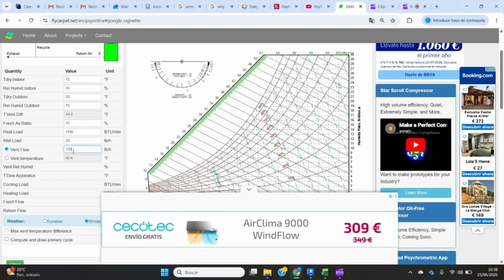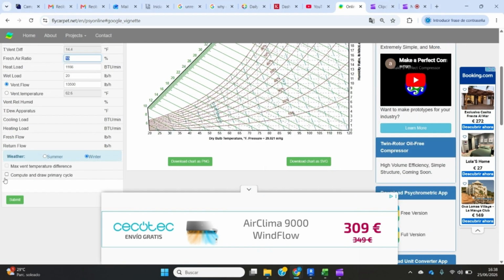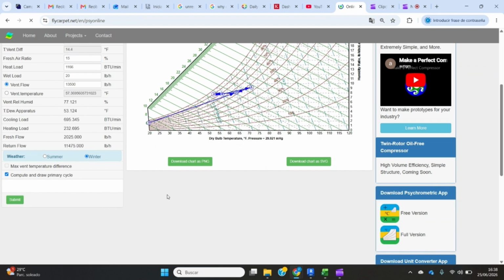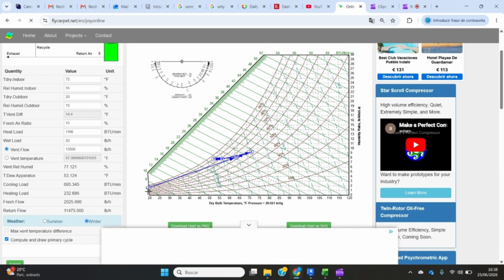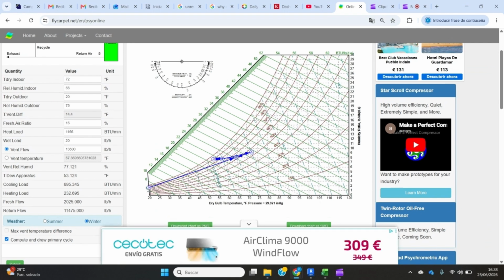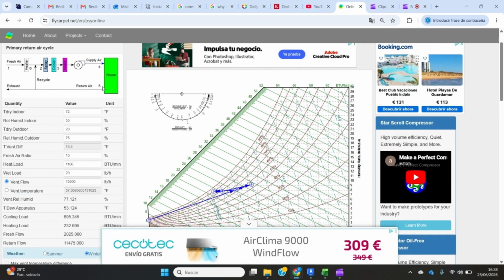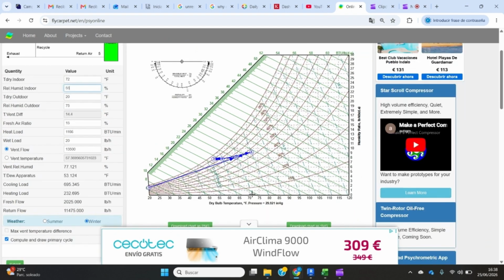13,500. And compute and submit. So this is it. Outdoor conditions. Here we have 20 Fahrenheit. Number 5 is return. So this is number 5. This is the value that we have fixed inside the room. It's 72 and 55%.